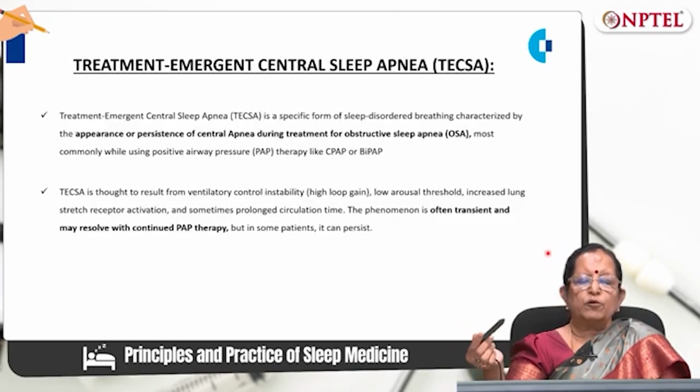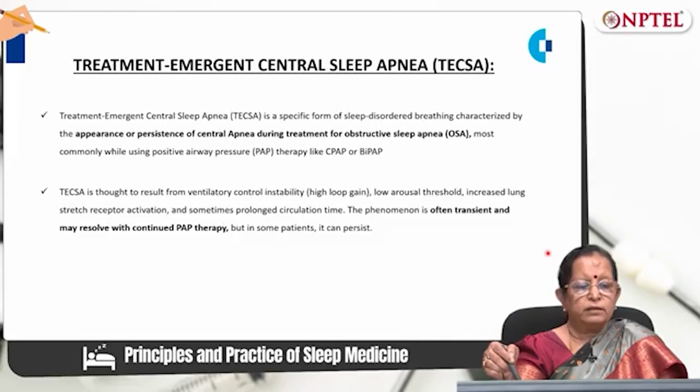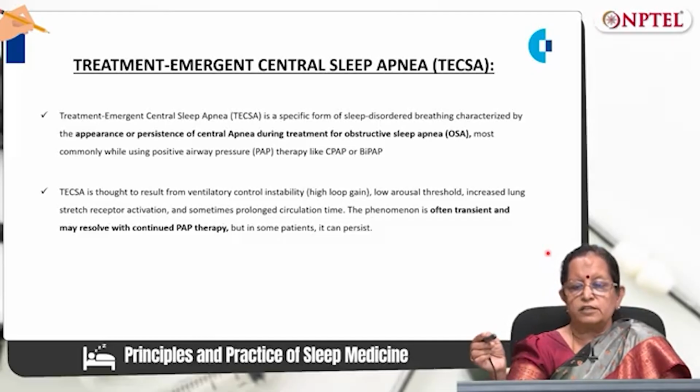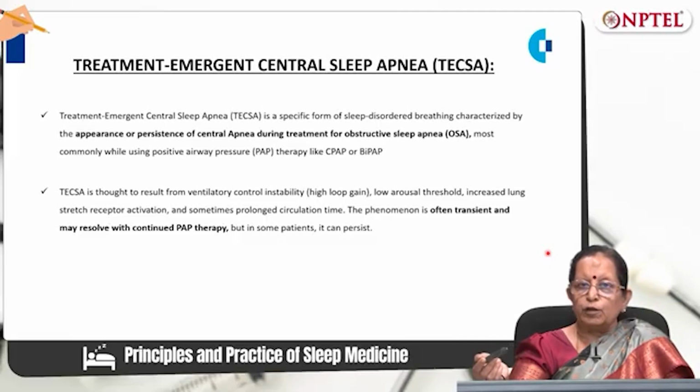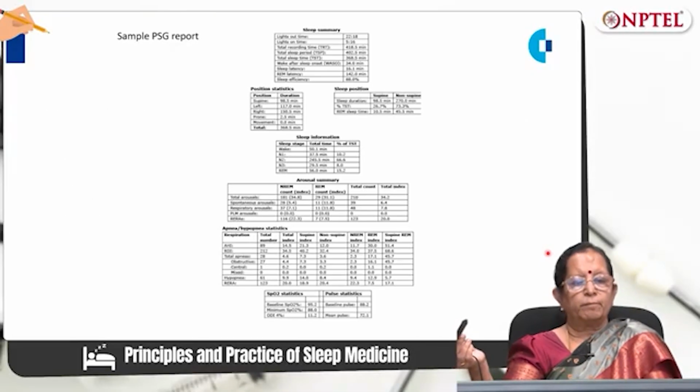When I was talking about treatment emergent central sleep apnea, see, it is a specific form of sleep-related breathing disorder. You give treatment for obstructive sleep apnea by CPAP, and appearance or persistence of central apnea during the treatment is called treatment emergent central sleep apnea. This is thought to result from various pathological features like high loop gain, low arousal threshold, increased lung stretch receptor activation and sometimes prolonged circulation time. This phenomenon is often transient and may resolve with continued PAP therapy.